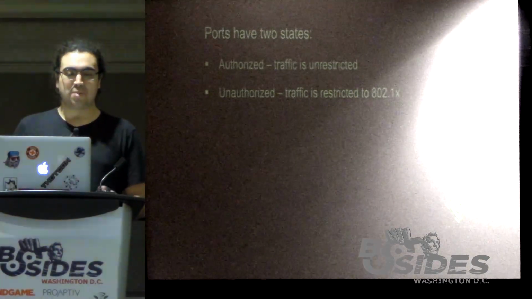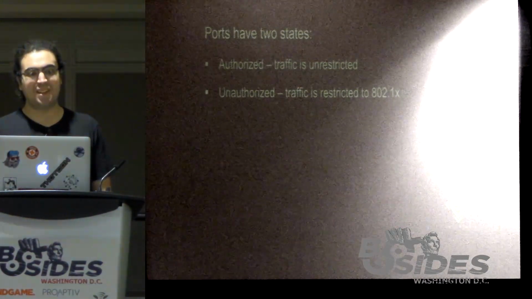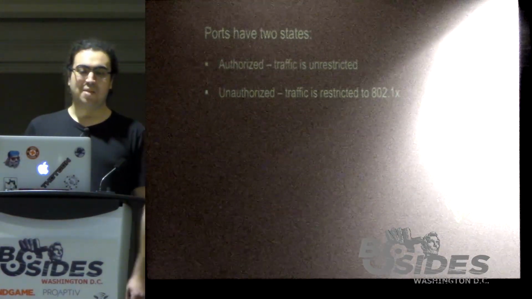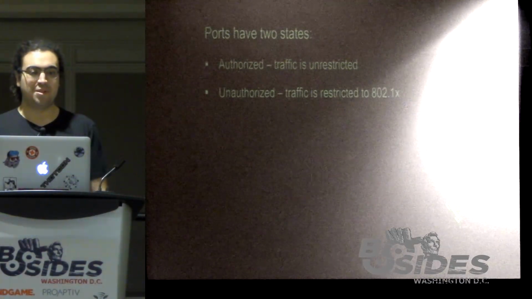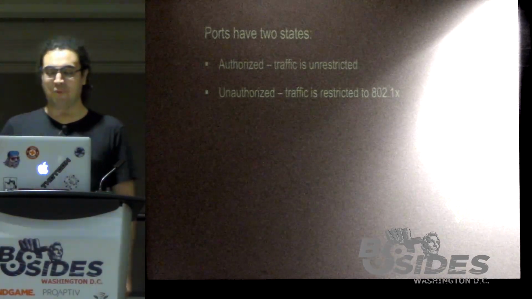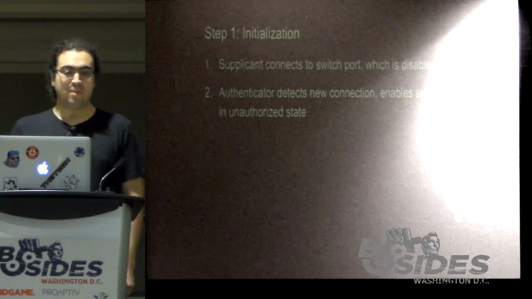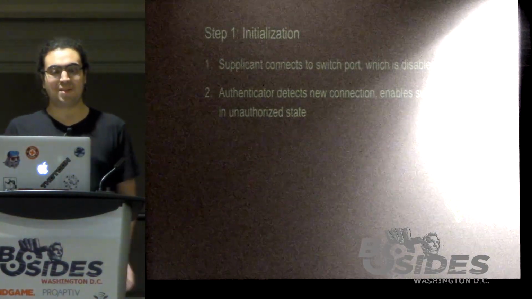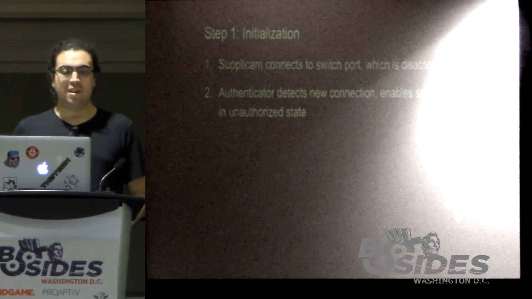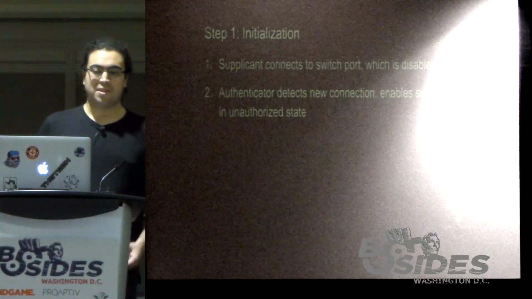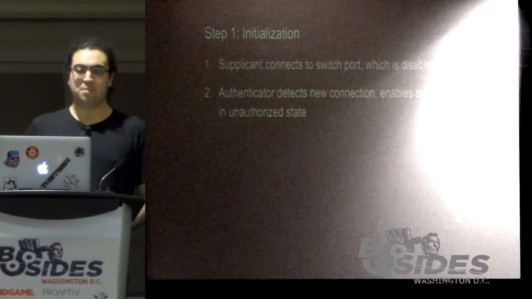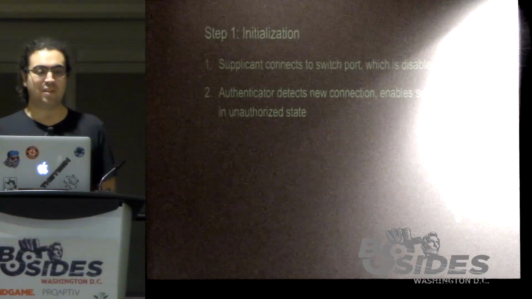So when we have a port that's protected by 802.1x, it can be in one of two states: authorized, in which traffic is completely unrestricted, at least at the port level, or unauthorized, in which traffic is restricted to 802.1x traffic only. So the first step of this process we mentioned was initialization. During the first step, the supplicant is going to connect to the switch port, which is going to start out disabled. The authenticator is going to detect that there's a new connection there and actually enable the switch port. The switch port is going to start off in the unauthorized state.